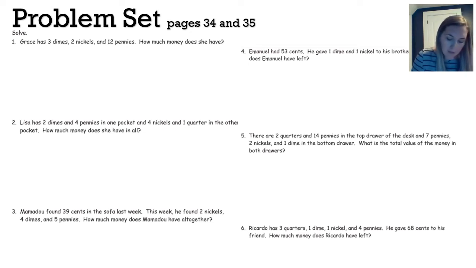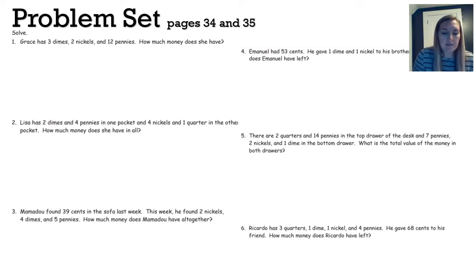Problem 3. Mamadou found 39 cents in the sofa last week. This week, he found 2 nickels, 4 dimes, and 5 pennies. How much money does Mamadou have all together? All right, so all of these problems on this page should be addition, and you are trying to find the total value. Once you are done with those problems, you can move on to question 4.